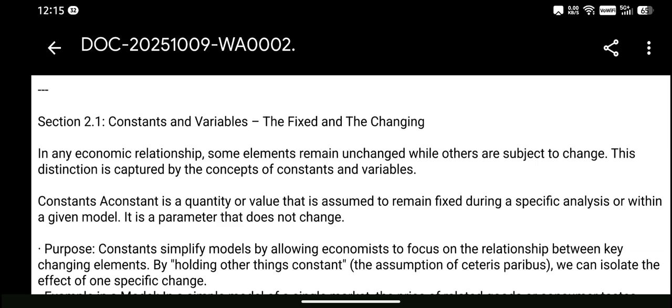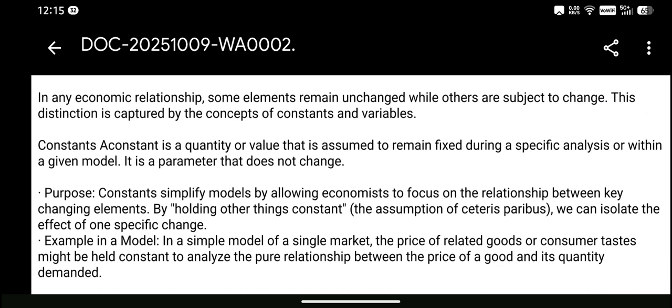Section 2.1, Constants and Variables: the fixed and the changing. In any economic relationship, some elements remain unchanged while others are subject to change. This distinction is captured by the concepts of constants and variables. Constants.